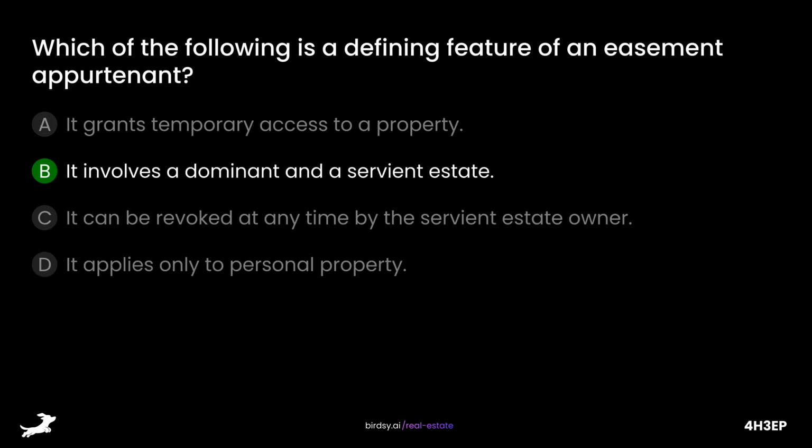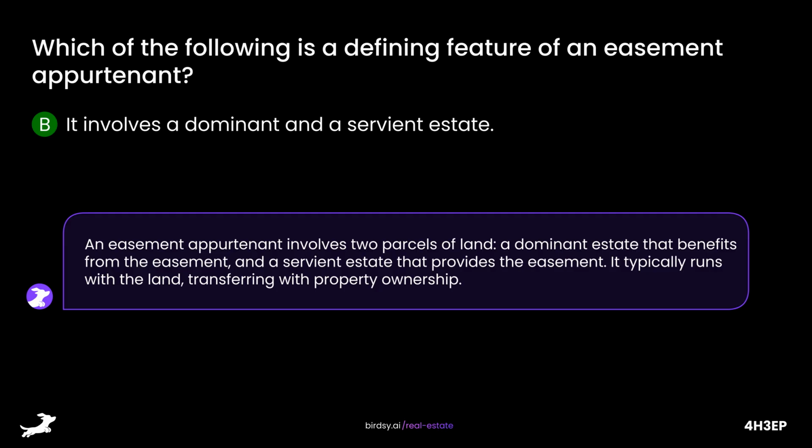The answer is B, it involves a dominant and a servient estate. An easement appurtenant involves two parcels of land, a dominant estate that benefits from the easement and a servient estate that provides the easement. It typically runs with the land, transferring with property ownership.